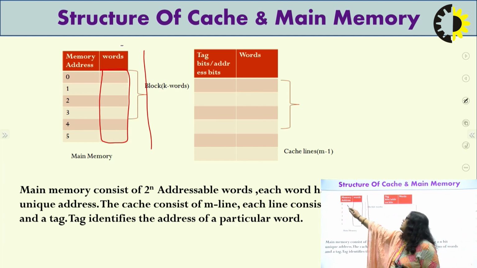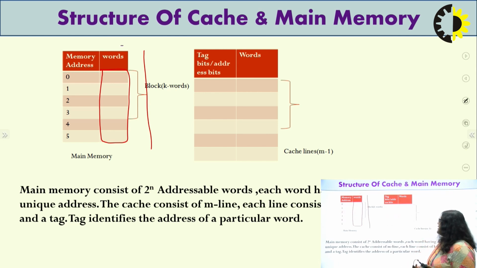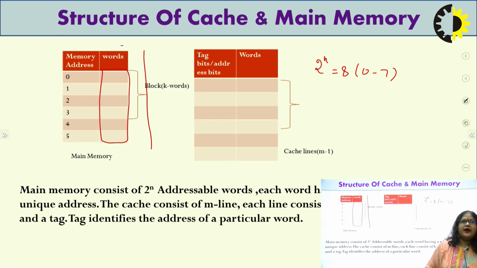It is 0, 1, 2, 3, 4, 5 in this particular diagram, but how do we assign the addresses of the main memory words? The concept is, if we have 8 words, then 2^n = 8. So what is the value of n? n depicts the address bits, how many bits we require to define the number of words. If we have 8 words, that is 0 to 7, how many bits are required to define the addresses? That is 3 bits. 2^3 equals 8.